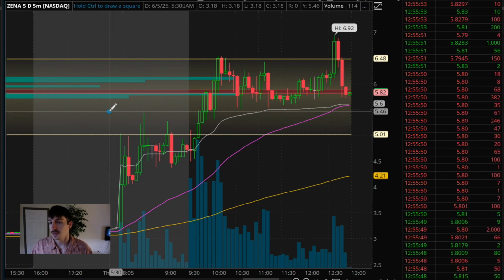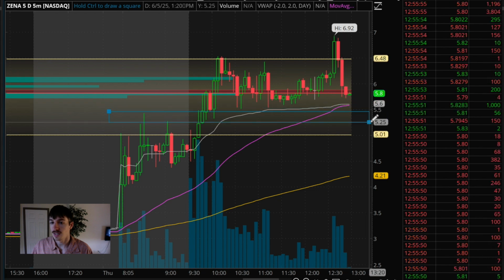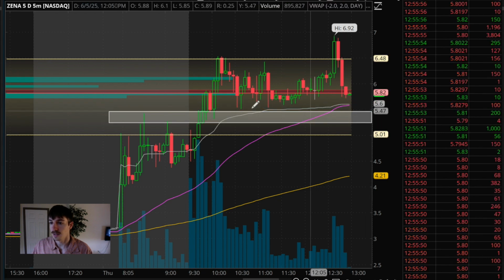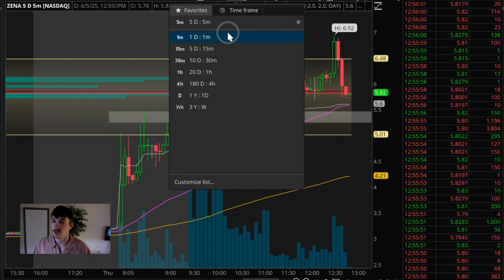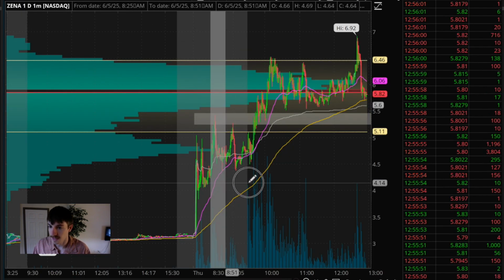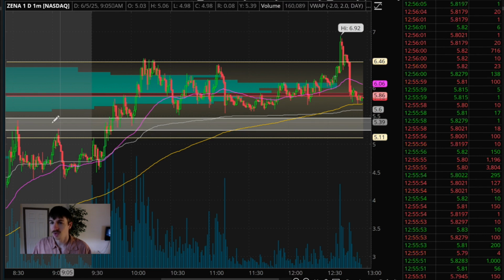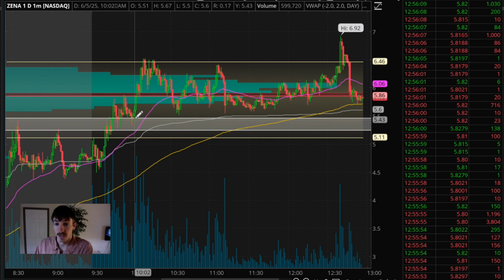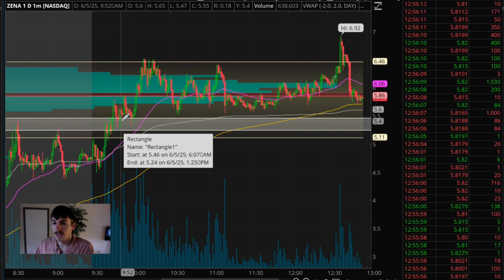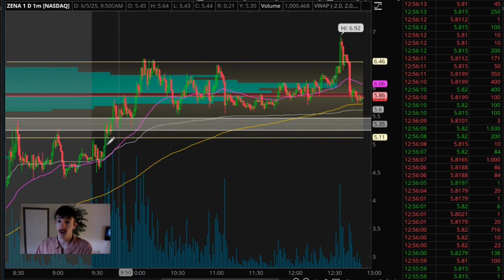So what I'm going to do here is draw this key area up into those highs, and I'm going to drag it all the way across the market hours here. I then want to zoom in and take a look at the 1 minute time frame. And what you'll notice here is that these pre-market highs, once the market opened, actually turned into a little bit of temporary support for the stock Zena.